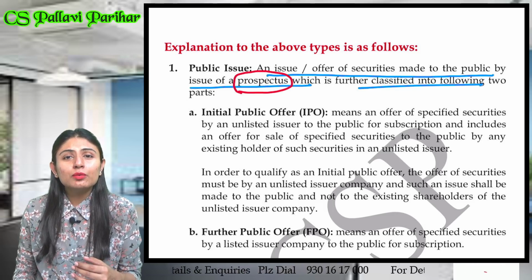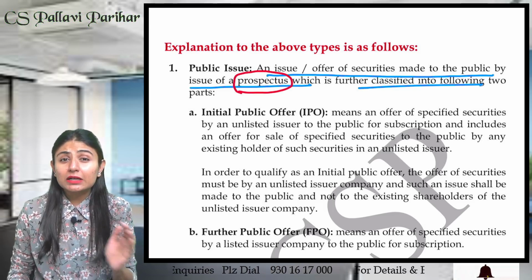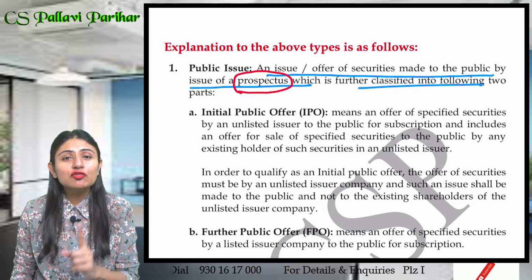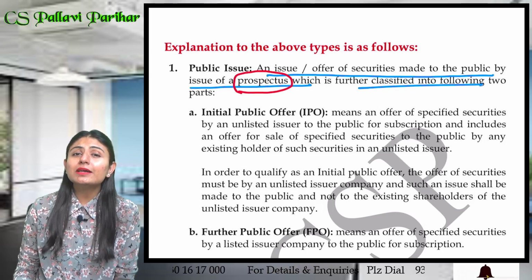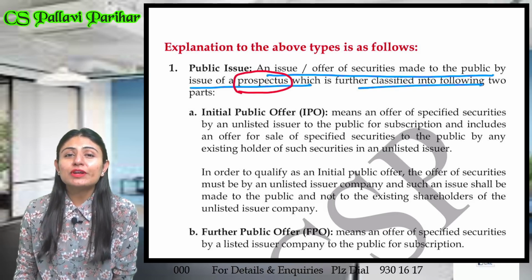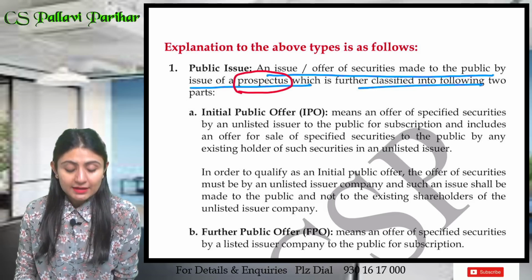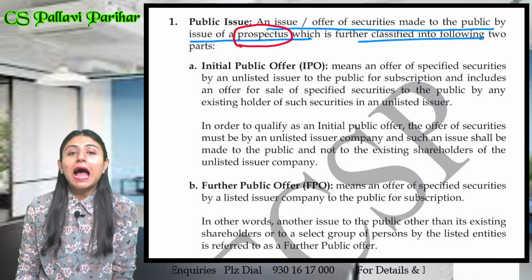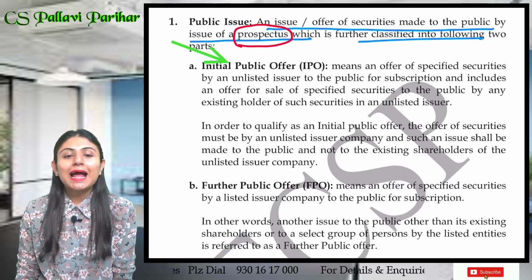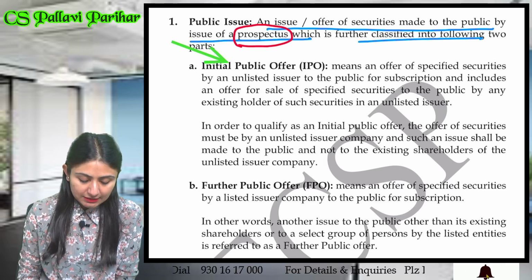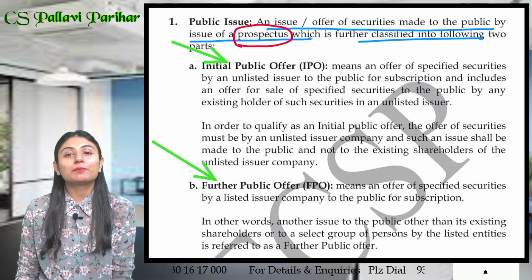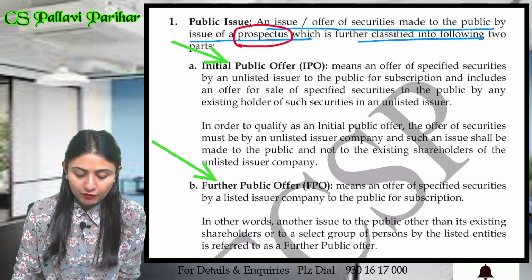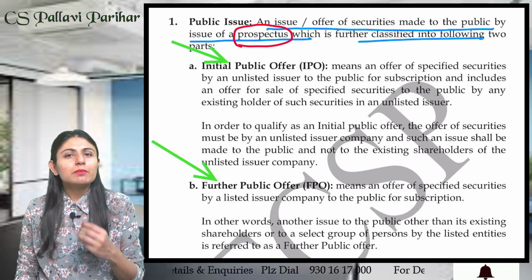But as of now, the definition of a public issue is quite clear to each one of us: an offer of shares or securities, an issue of shares or securities to the public by a corporate borrower through issuing a prospectus. But then it is generally classified into two parts: number one, an initial public offer, and number two, a further public offer. Now, what an initial public offer is and what a further public offer is needs a bit more explanation.